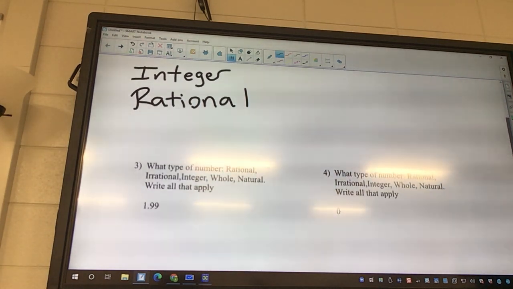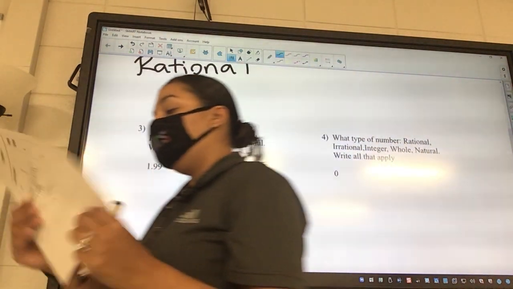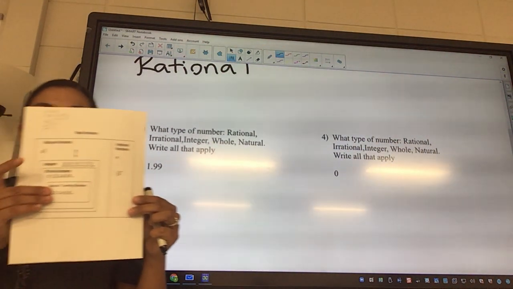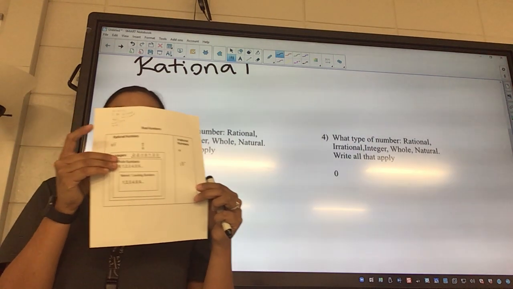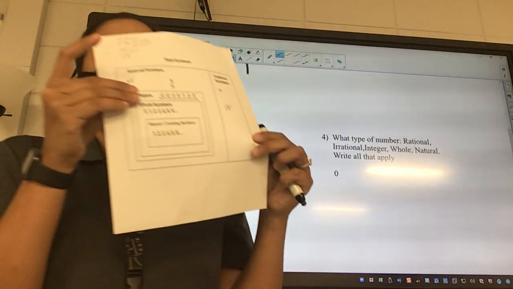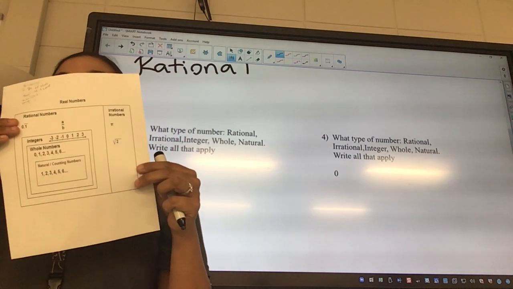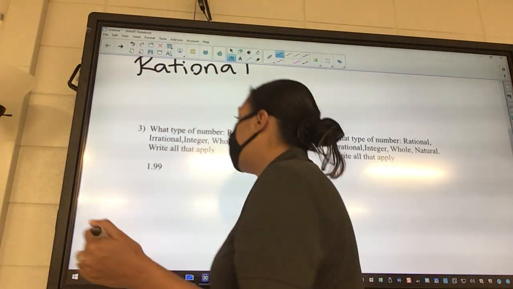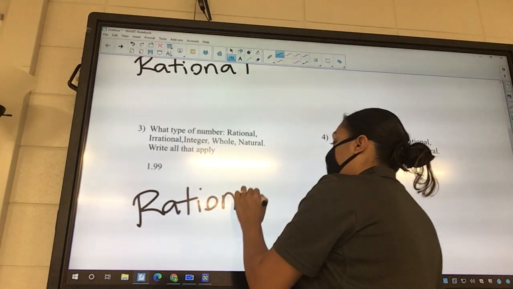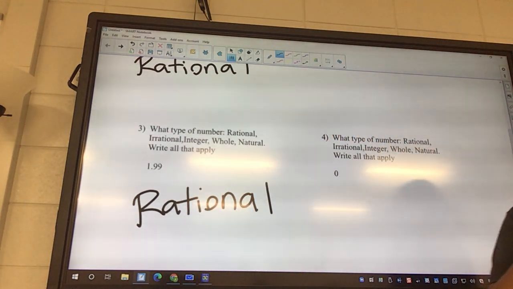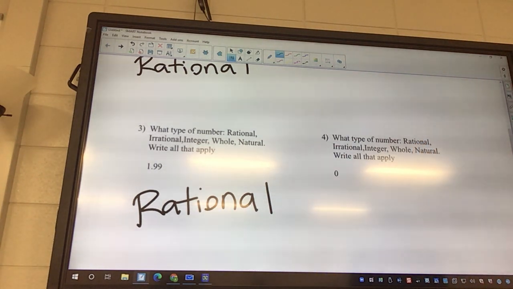Okay, the next number says 1.99. Okay, 1.99. And we start on the inside of our chart. Okay, is it a natural? No. Is it a whole? No. Is it an integer? No. Integers are positive, negatives, and 0. Is it a rational? Yes, okay, it's a rational number because it has a decimal. Okay, so anything that looks like a price or something is a rational number.